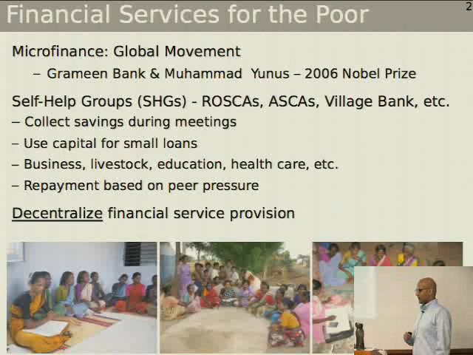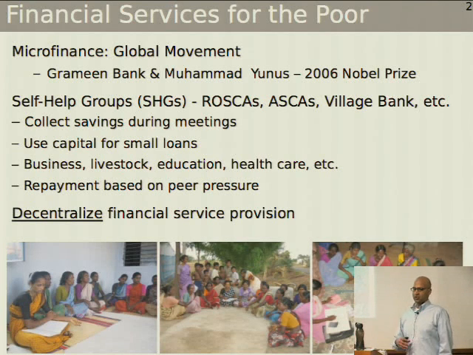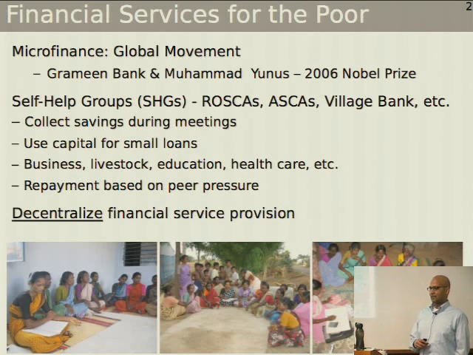The application domain I'm going to talk about today is essentially providing financial services to poor rural people in the developing world. This is a concept called microfinance. It's really a global movement. One reflection of how important this movement is that the Grameen Bank and Muhammad Yunus shared the 2006 Nobel Peace Prize for their work in spreading microfinance in Bangladesh.